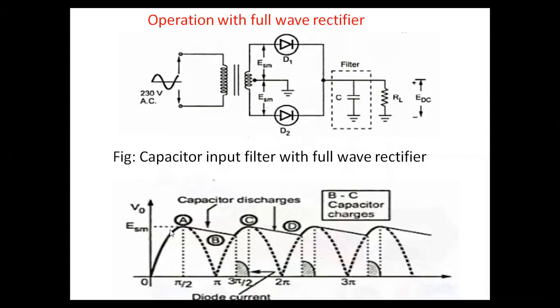If we consider the output from 0 to pi, we have the pulsating AC. This is the pulsating AC. By applying the output of the rectifier to the filter circuit, this is the input. As the input is increasing, the voltage across the capacitor also increases, that is, the capacitor charges.